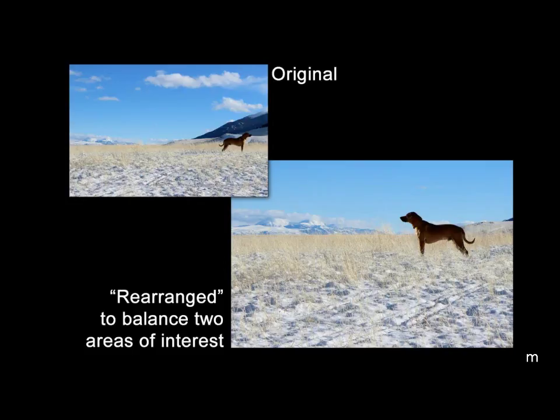In the original, the sky and the snow in the foreground are almost the same weight. And so I don't know which one I'm supposed to look at in the original. So in the recomposed one, I left more foreground than sky. I like that one a lot.